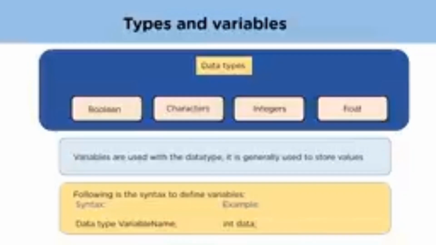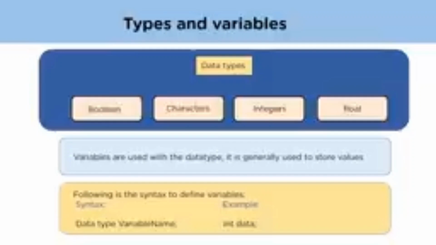Coming to types and variables. In C++ there are different types of data types that act as keywords which are responsible to define a variable. First is the Boolean data type. This keyword is used when we have two values, either true or false, and these values are used when there are conditions. For example, if the condition is satisfied, then it's true, otherwise it will return false. Next is the character data type. This data type is used when we are dealing with alphabets and symbols, and it is used to hold a single character within the variable.